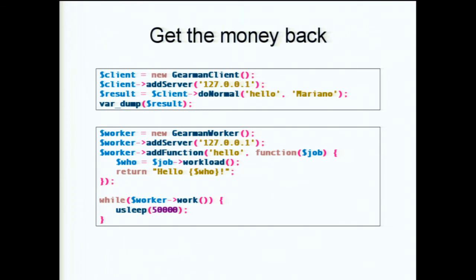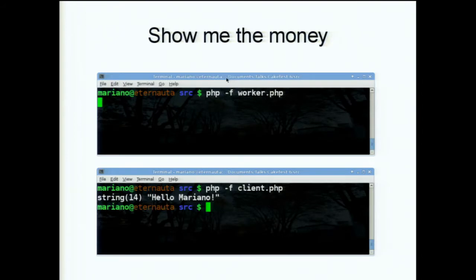When you don't use the background word in the method, it means that you want a synchronous operation, that you want to spawn the task and get the result right back. And the result that gets sent back is actually the result of our worker. So in here, since we are returning a hello who, whenever I launch the worker and call it from the client, I get hello Mariano. Yeah, sure, interrupt me whenever you have questions, sorry about it.